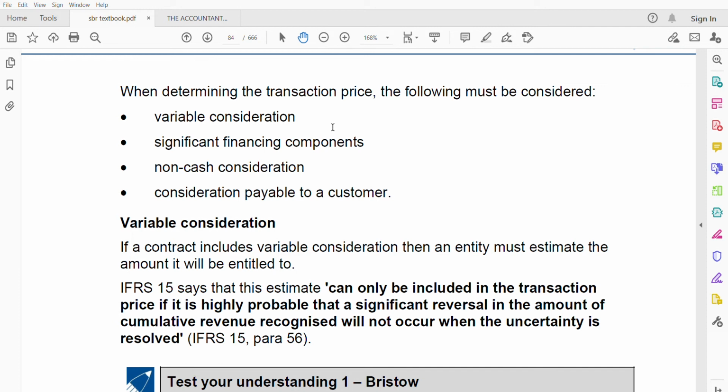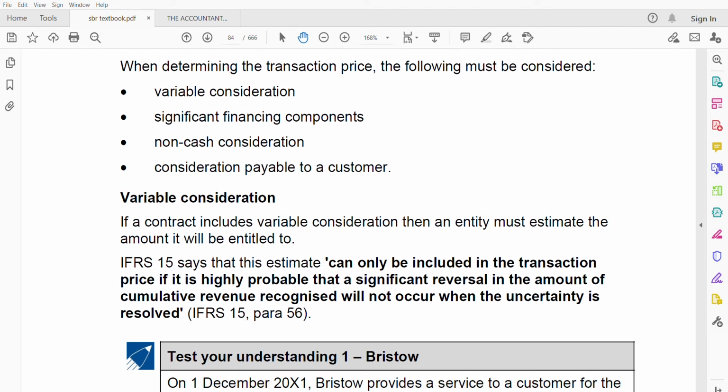It could be in many ways, the consideration, variable consideration. We'll see in detail here what is variable consideration. It could be a significant financing component. It could be a non-cash consideration. It could be a consideration payable to a customer. So we'll go through each of these 4 to understand the meaning behind it. But all this needs to be determined when you are determining the transaction price. Okay, these 4 things come.